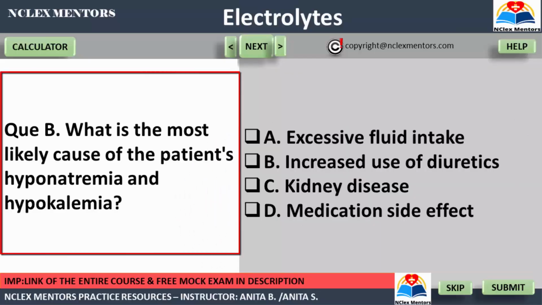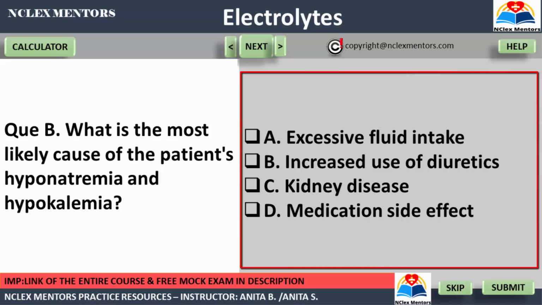What is the most likely cause of the patient's hyponatremia and hypokalemia? The options given to you for this question on the screen are: Option A, excessive fluid intake. Option B, increased use of diuretics. Option C, kidney disease. Option D, medication side effect.